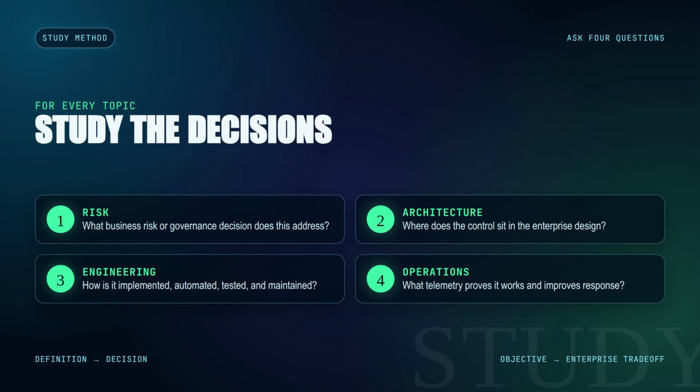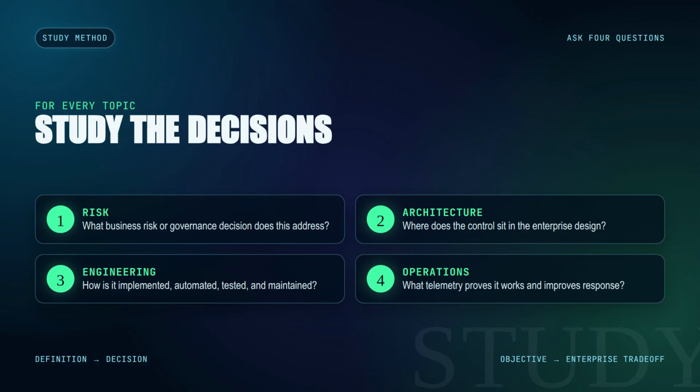2. What is the architecture decision? This tells you where the control sits: identity plane, network boundary, data layer, application layer, cloud control plane, endpoint or detection pipeline. 3. What is the engineering decision? This tells you how the control is implemented, automated, tested, integrated, and maintained.